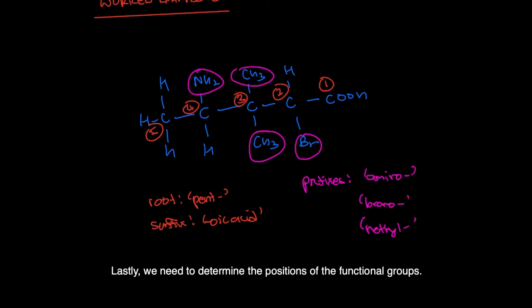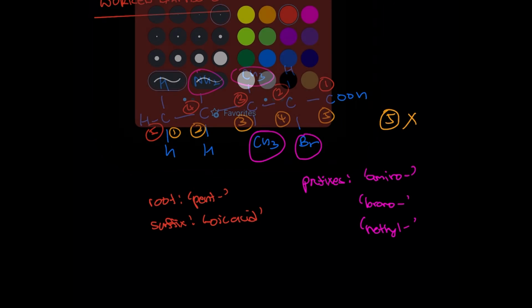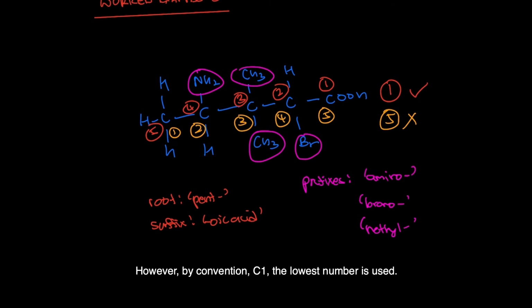Lastly, we need to determine the positions of the functional groups. Depending on how you label the chain, the position of the principal functional group can be either C1 or C5. However, by convention, C1, the lowest number, is used. The position of bromine functional group is C2 and the amine functional group is C4. As for the methyl group, both of them are at C3 position.